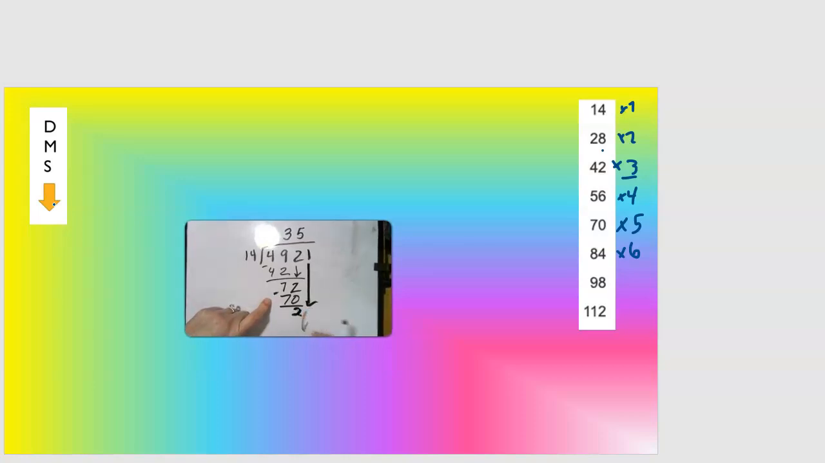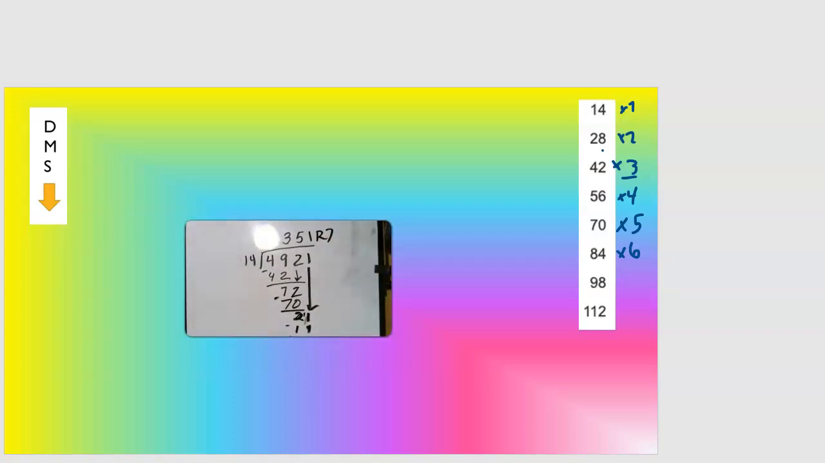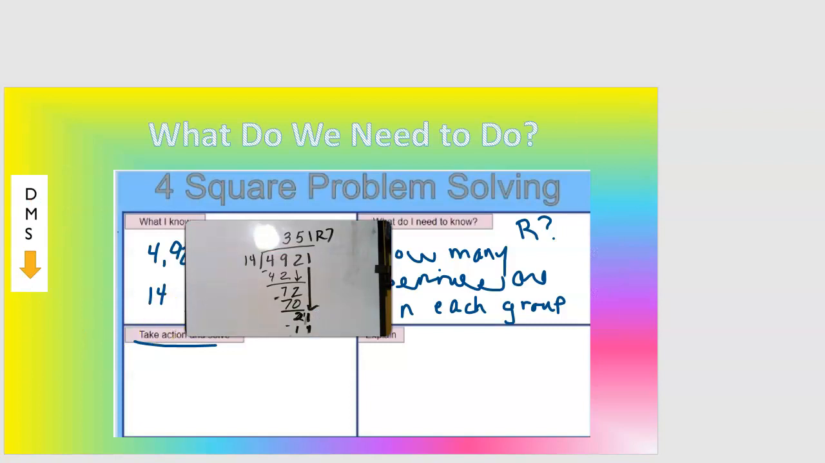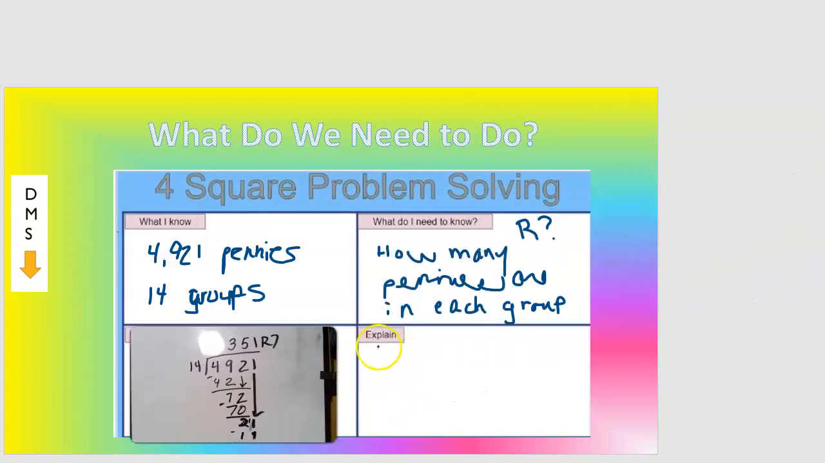Oops, that's a 1. 14 goes into 21 1 time. 1 times 14 equals 14. Subtract. We have a remainder of 7. So the answer is 351 remainder 7. We're not quite answering the question yet, because Mrs. Miller wanted to know how we solved. So my work can go here.